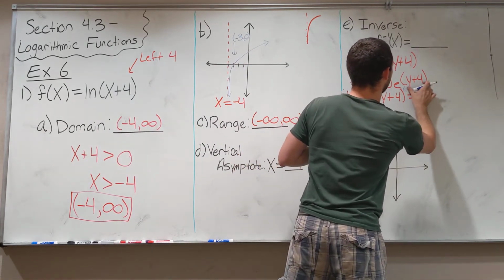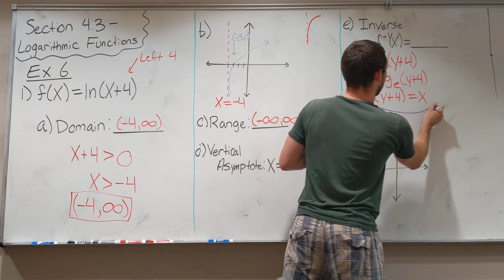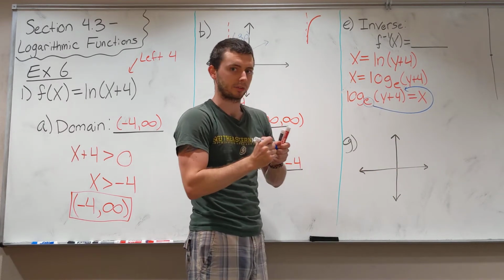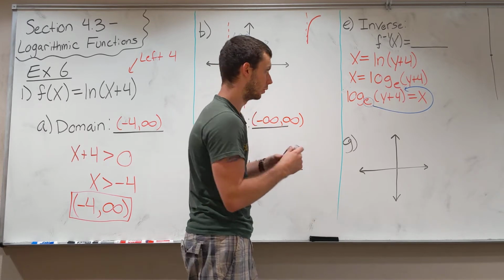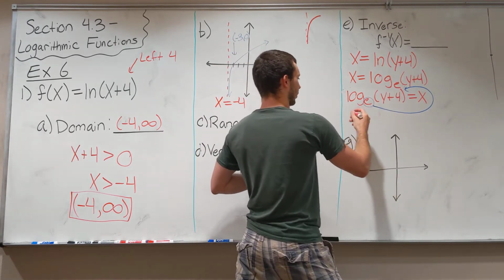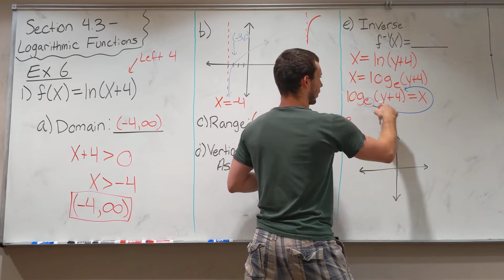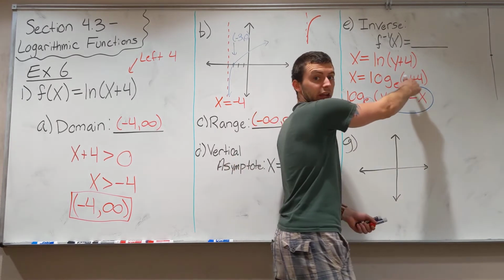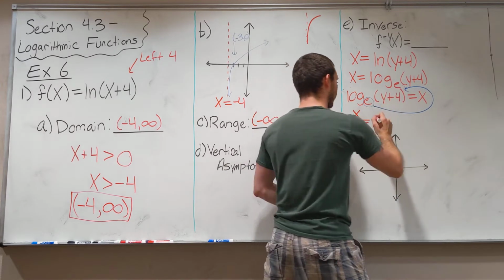Try that again. There we go. So just like that. And now that emphasizes how the exponential function will look. That tells us we start off with e, we raise that to the x power, and all of that is equal to what the arrow is pointing to, y plus 4.